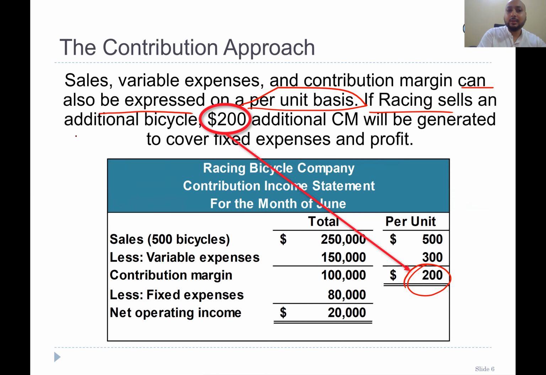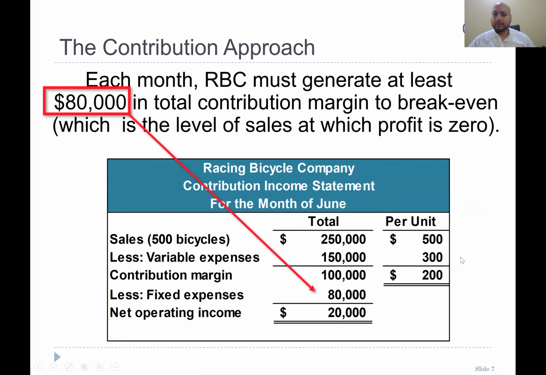If the company sells an additional 200 bicycles, it means 200 units of CM is going to be generated. How are we going to use this contribution margin? I think this question will be answered in the coming slide. That is the concept I was talking about, the break even. So here we go. Each month we have to generate at least 80,000 contribution margin in order to earn zero profit.